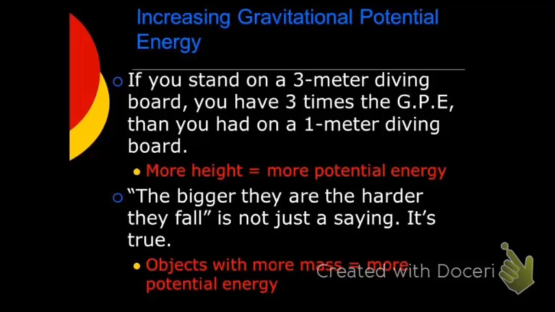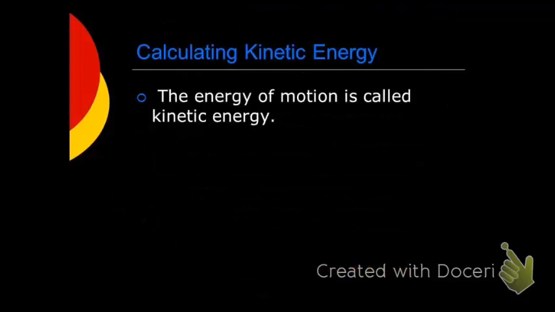All right, let's do the same thing with kinetic energy. More mass, more energy. That's what it said. Tim, you're up. Calculating kinetic energy. The energy of motion is called kinetic energy. KE equals mass times velocity to the second power divided by 2.